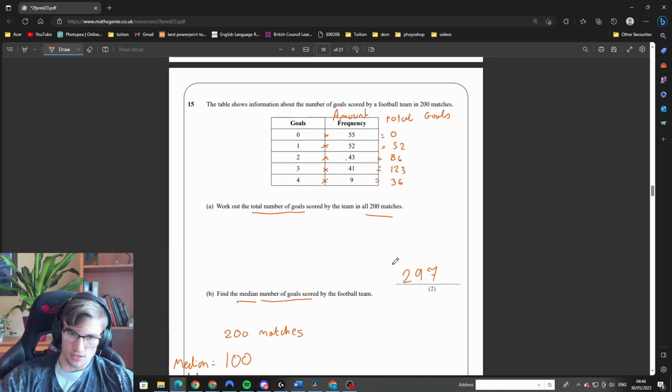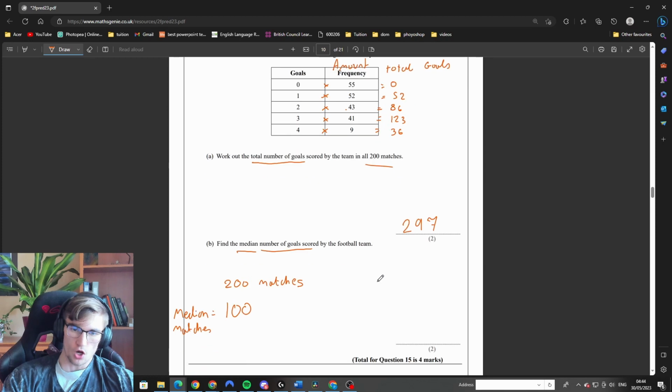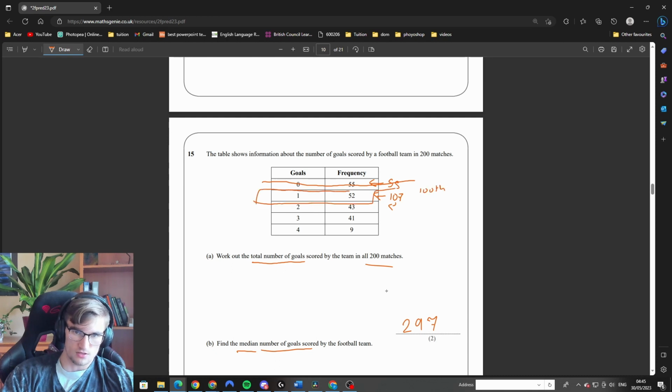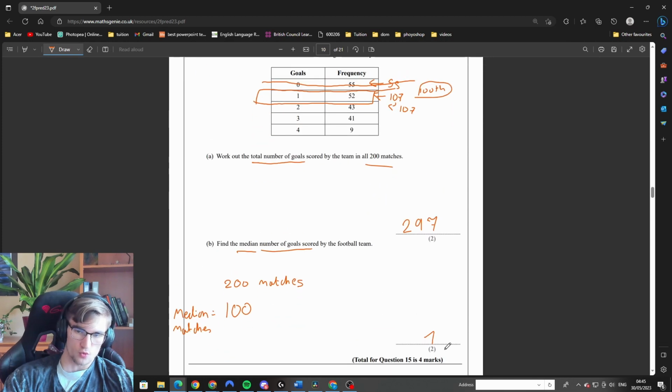So now I'm going to have to look at the table and I'm looking for the 100th game. Where is my 100th match? I know that the first 55 matches, they scored 0. And then if I do 55 plus 52, I get 107. So it's definitely not here, and it's definitely not after, and we're looking for the 100th match. It has to be this, because it can't go beyond 107. The median number of goals scored was 1.